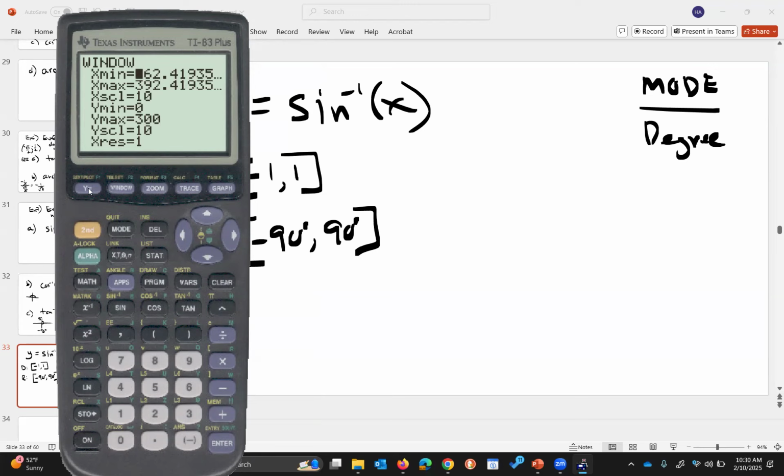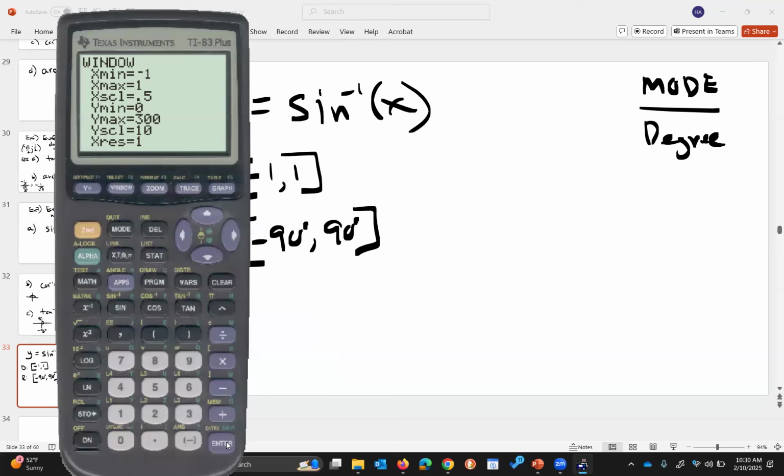Y equals, yep, it's going to be this yellow button first for the second or the shift key, and then that. So let's go, window is X min, negative 1 to 1. By tens, I don't think so. Maybe like by 0.5, maybe-ish at the most. We good there? But it's the tick marks that are on the bottom.